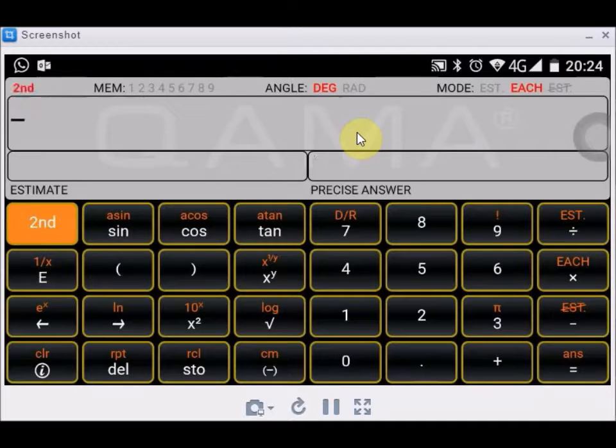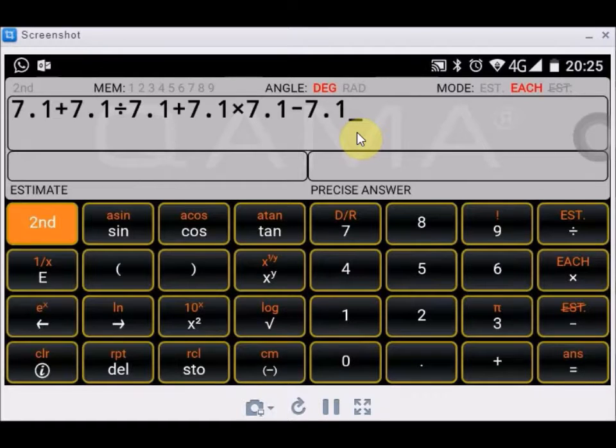Okay, so I'll just clear those. We're going to use the each mode again. Now 7.1 times 7 plus 7.1, wasn't it? Okay, so we'll just delete that. Plus 7.1 divided by 7.1 plus 7.1 times 7.1 take away 7.1.